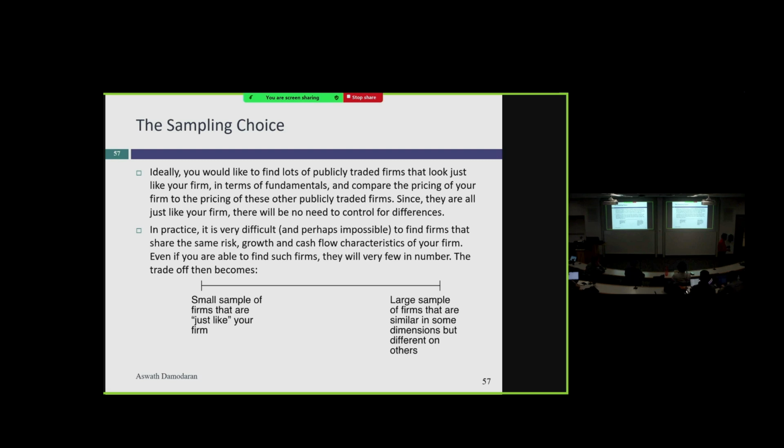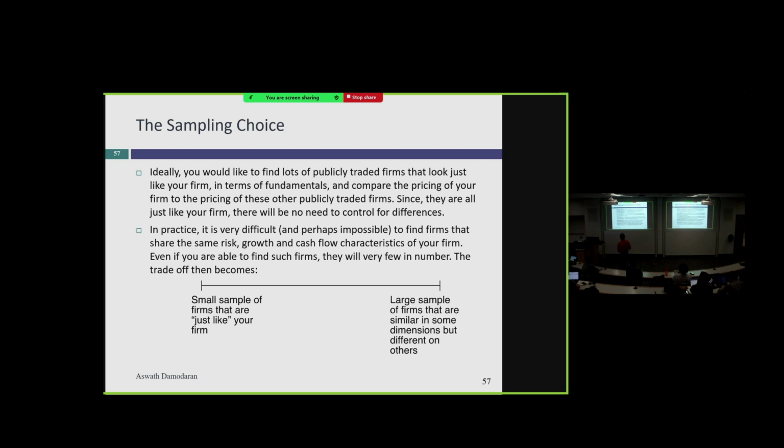So with each criteria you add, your sample size is going to get smaller, right? You can end up with a small sample of companies very much like yours, or a much larger sample of companies that can be different from yours. Which one's better? Well, it depends on what you plan to do with that peer group.